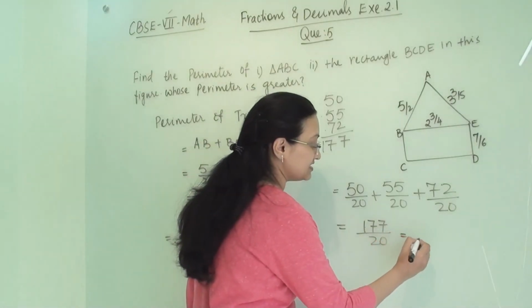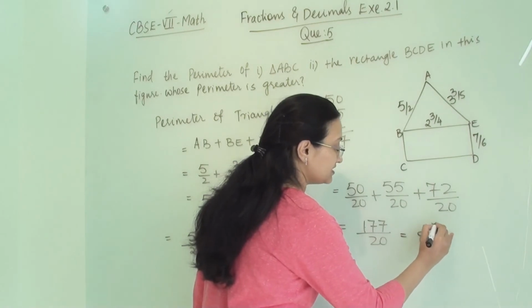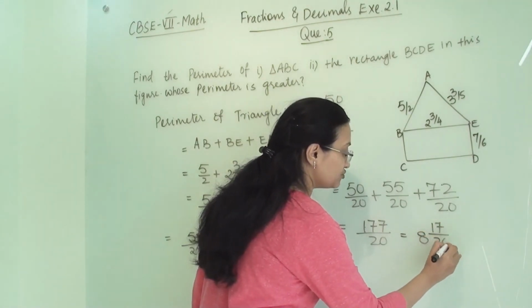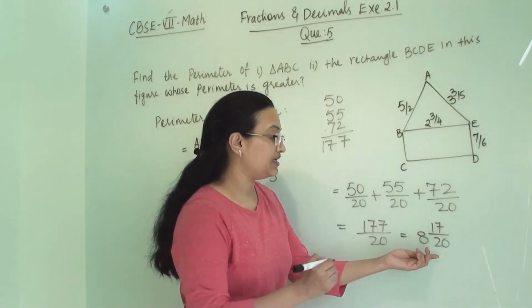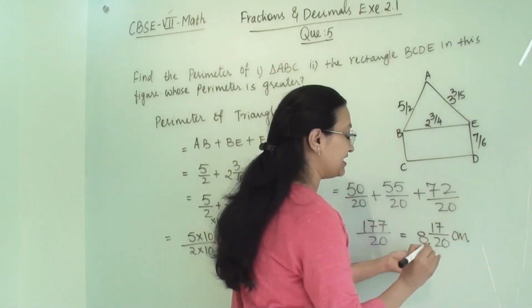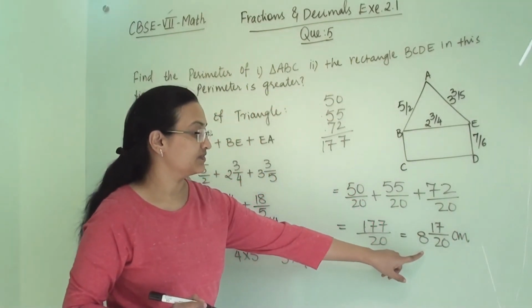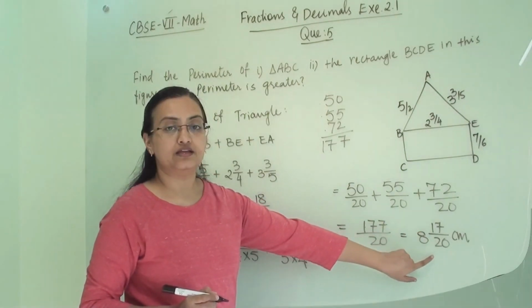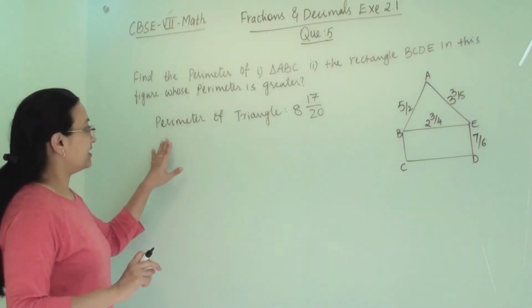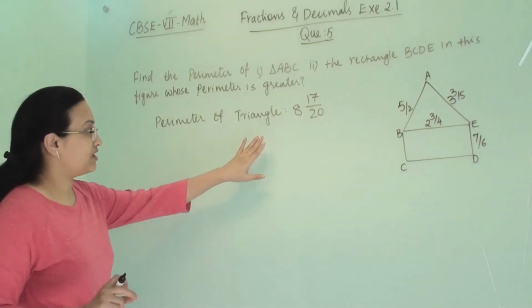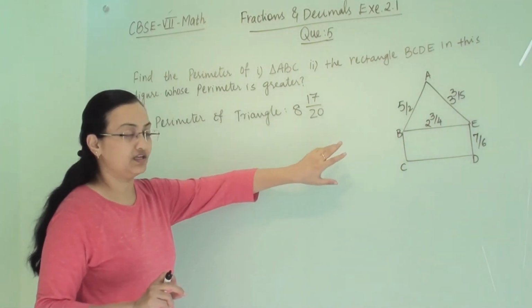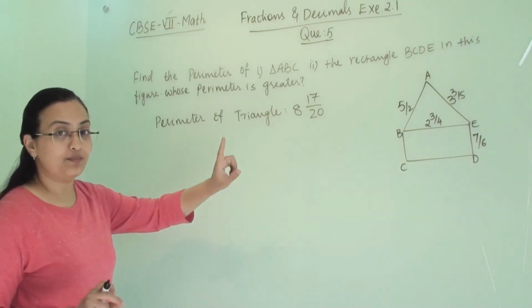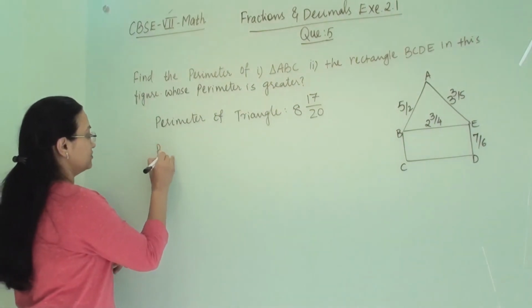So the final answer is 8 17 by 20. So this will be our perimeter of triangle. So perimeter of triangle is 8 17 by 20. Now here perimeter of triangle, what we have found out is 8 17 by 20. Now we have to find out the perimeter of rectangle.